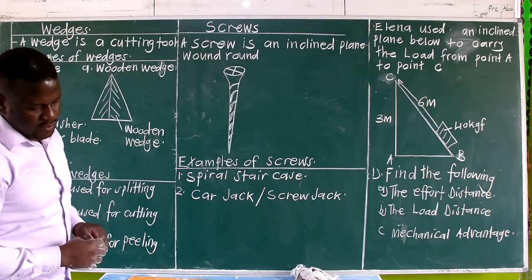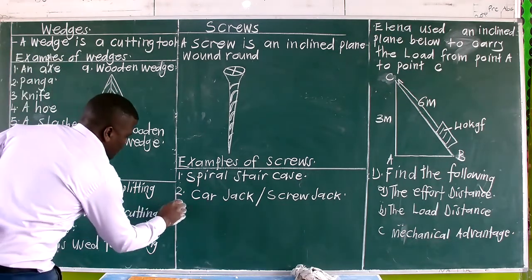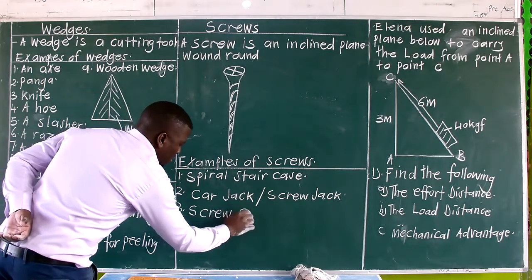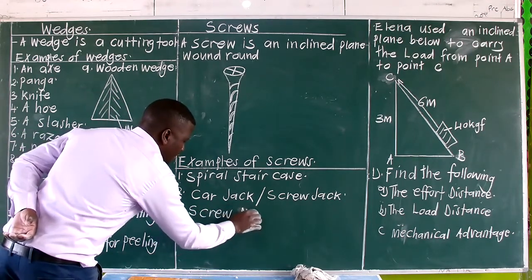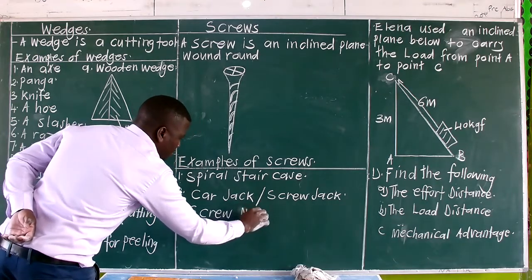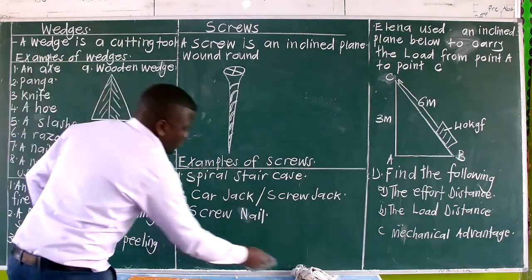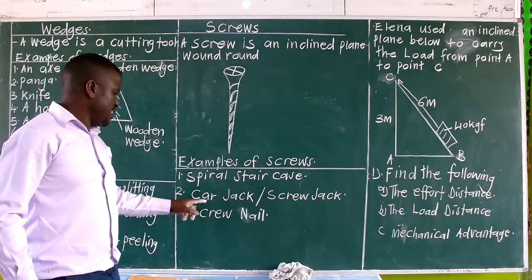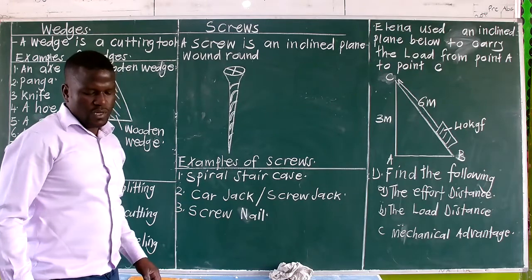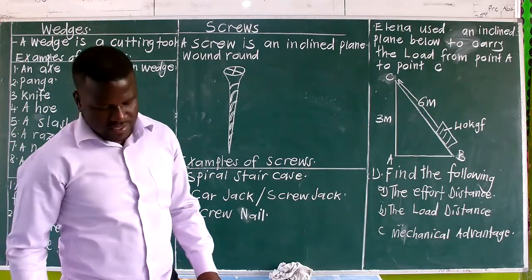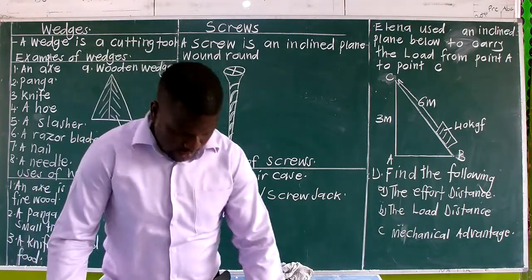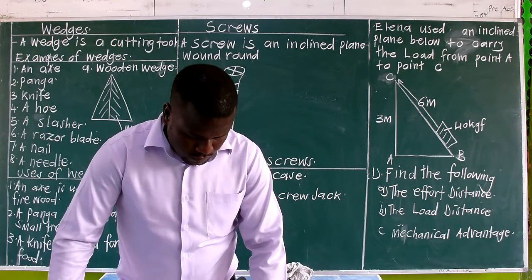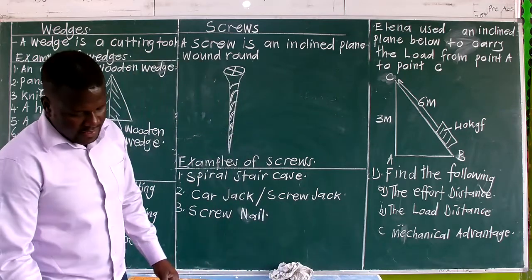Then we have a screw nail. So these are examples of screws. We have spiral staircase, car jack, and a screw nail. I think you've seen screw nails. We can now look at uses. Before that, we can give others.